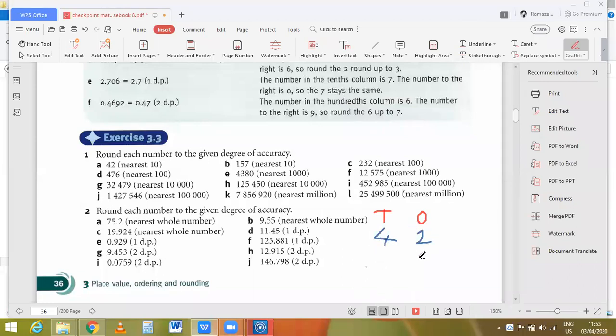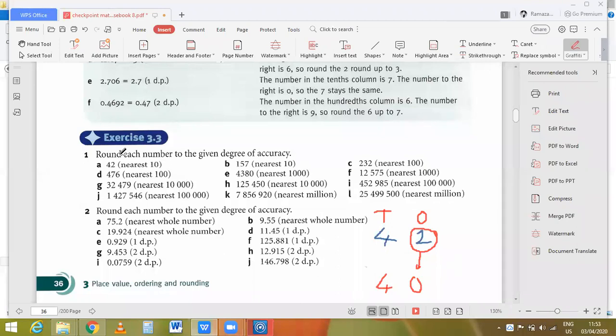The digit on the right side of the tens is our decider. This is the one, our decider. Now, this 2 will tell us whether I will go up or down. Since 2 is less than 5, I will go down, just down. So I will write 0 here, and the answer will be 40.